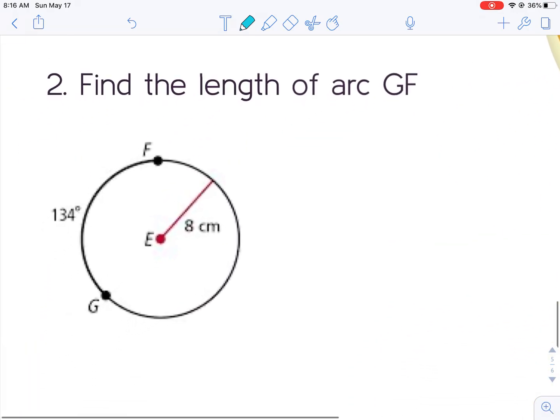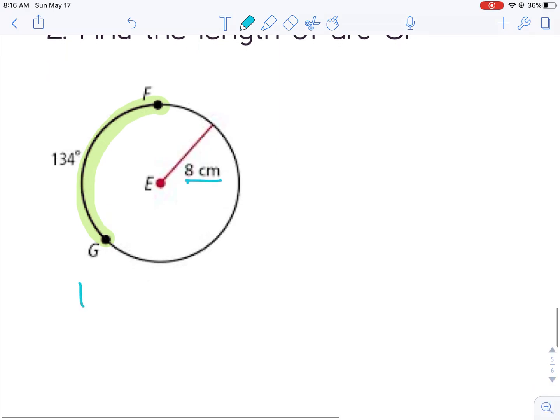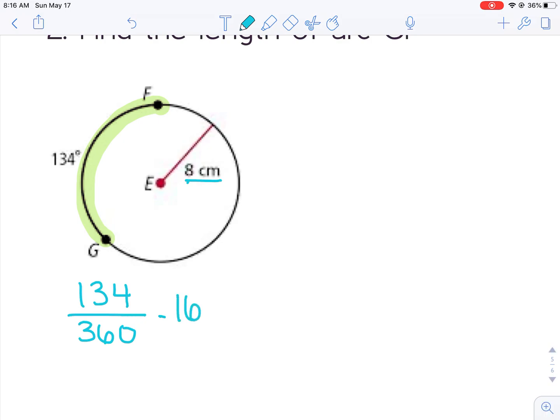This time we're asked to find the length of arc GF. So I want to know how long this is. And they didn't draw on my central angle, but I actually don't need it because I still know my radius is 8, and the radius is 8 the whole way around. So I have 134 out of 360 degrees times the entire circumference. 8 times 2 is 16 pi.